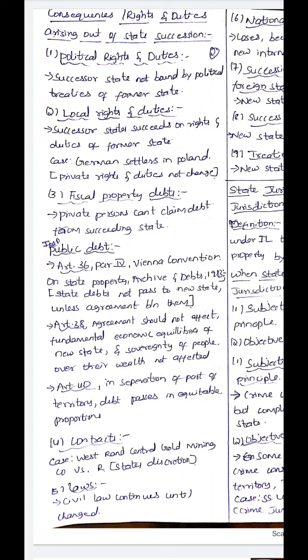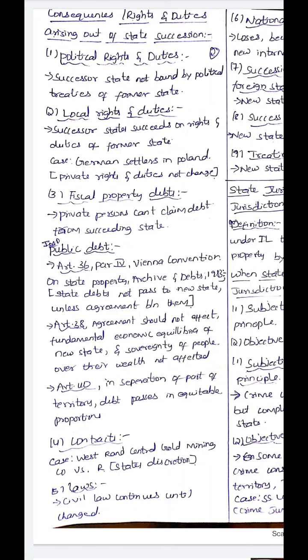Then Article 40 says that in separation of part of territory, debt passes in equitable proportion. If the succession takes place by separation of territory, then the public debts are equally divided between them. Then what about contracts? In West and Central Gold Mining Co. vs. R, it was decided that it is the state's discretion to fulfill contracts or leave them. So the succeeding state can decide whether to fulfill or not. It is up to them.